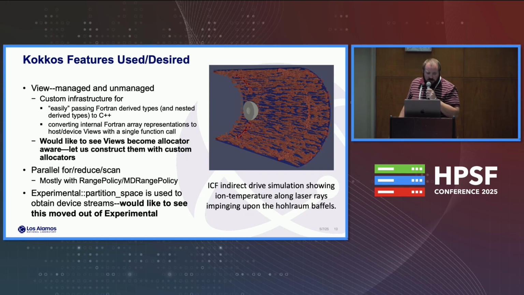And then some of the Kokkos features they use: managed and unmanaged views. They have a custom infrastructure, which is actually pretty impressive, for easily passing FORTRAN derived types and nested derived types to C++. They convert internal FORTRAN array representations to host or device views with a single function call. What their request is, which is a little different, is that they would like to see views become allocator aware, and they can construct them with their own allocators.